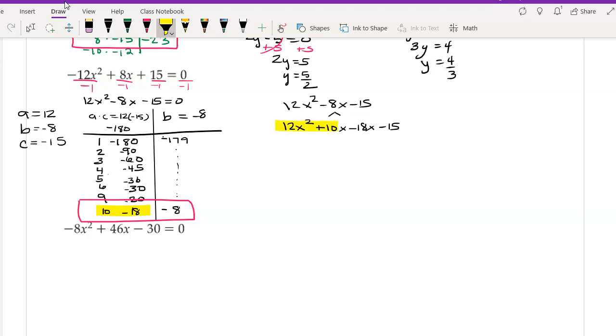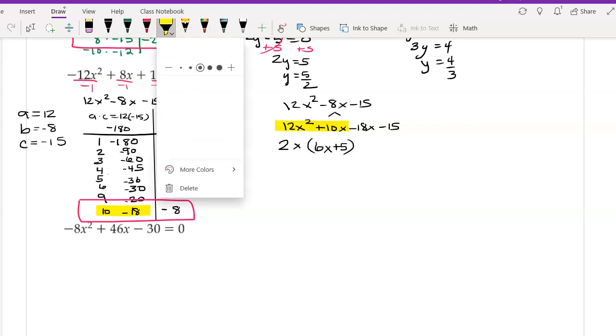I'm going to do the GCF of my first two terms. 12 and 10, the only GCF I have between those is 2. X squared and x, I have a 2x. So 12 divided by 2 is 6. X squared divided by x is x. 10 divided by 2 is 5. X divided by x, they cancel.